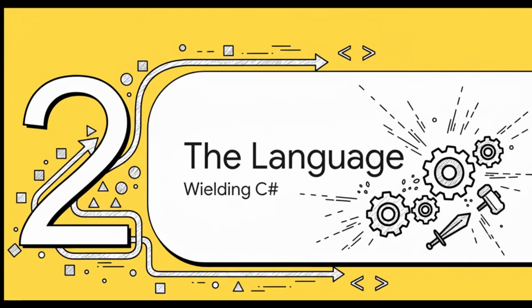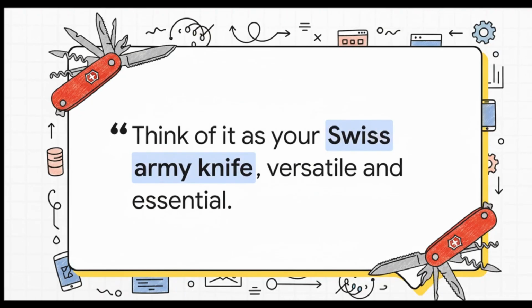All right, we get the platform. Now, it's time to pick up our main tool for the job. And in the .NET world, that tool is, without a doubt, C#. You know, the Swiss Army knife analogy is just perfect. C# is so incredibly versatile. I mean, you can use it to build your web backends, desktop applications, mobile apps, even video games. It's powerful, it's modern, and it's really the language at the heart of this entire journey.